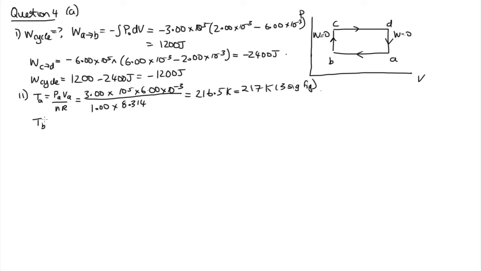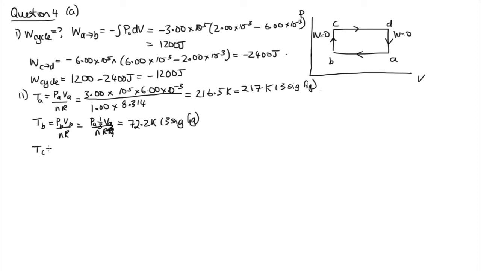And then the temperature at B is equal to the pressure at B, volume at B over NR. Now we could just substitute these numbers in, but to save ourselves some time, I'm just going to relate it to A. So the pressure at B is the same as the pressure at A. The volume at B is a third the volume at A, just looking at the values given over NR. So the total is just going to be a third of what it was for A. So we can just divide this temperature by 3. And when we do that, we get 72.2 kelvins to 3 significant figures.